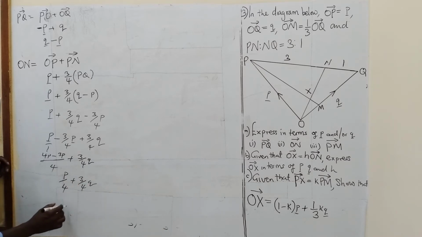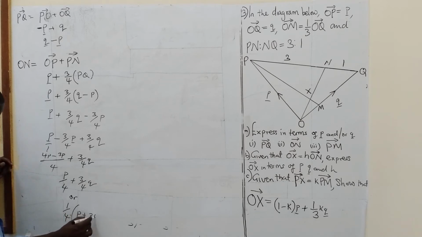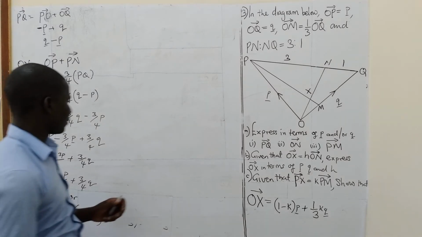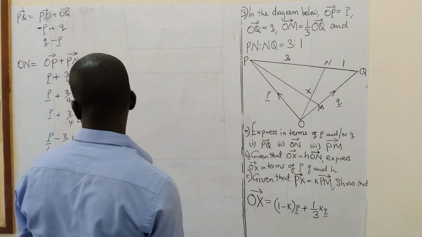We can simplify this one to be, you factorize 1 over 4, then you're going to have p plus 3q. Okay? You can factorize this one and we'll get this.